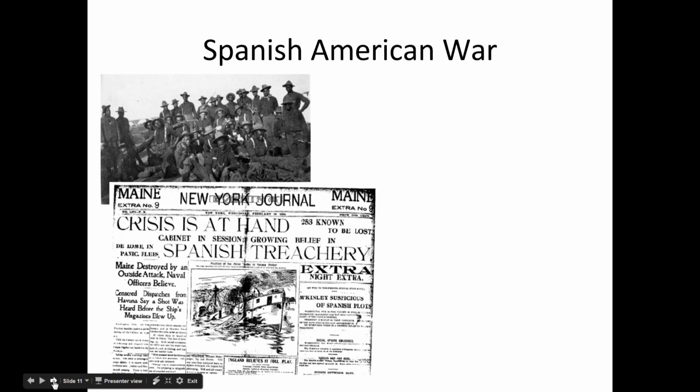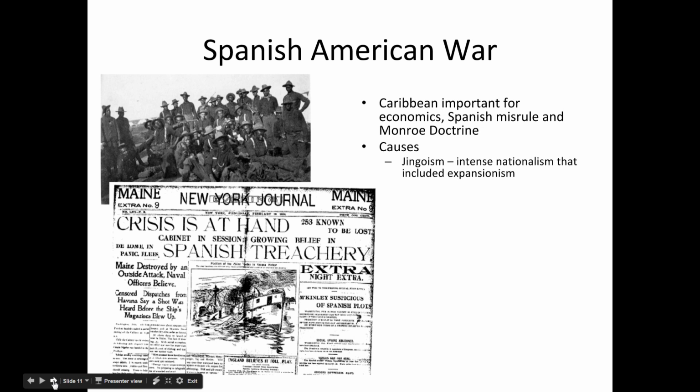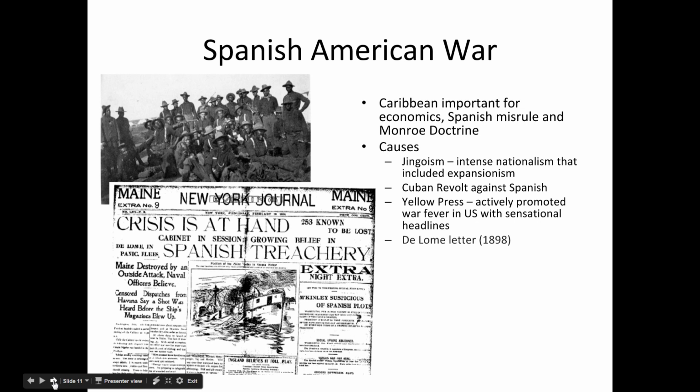And you can see, again, the Caribbean is important for our economics, and we viewed that the Spanish government was weakening and they were engaged in misrule. They were imprisoning and putting rebels into concentration camps. And we also had massive xenophobia and jingoism, which is intense nationalism that includes this desire to expand. And these are all the things that we talked about.